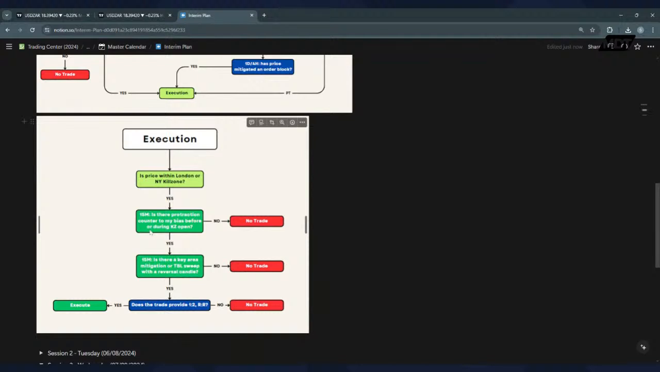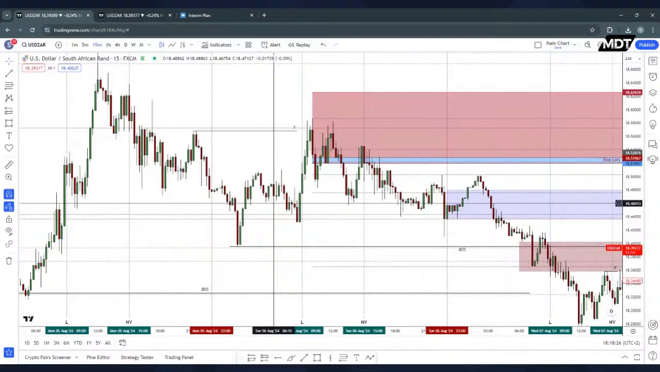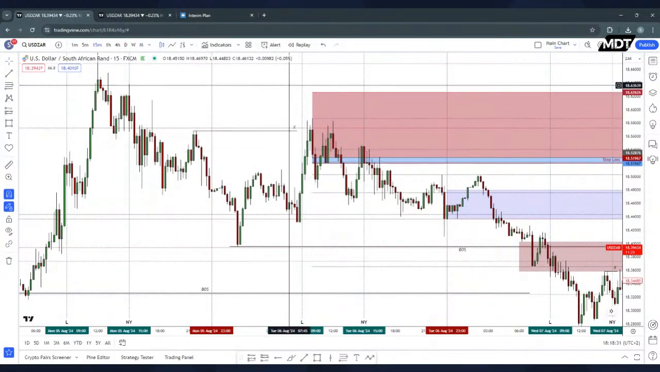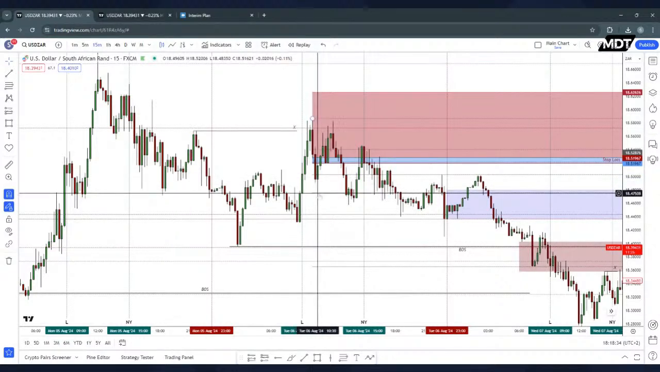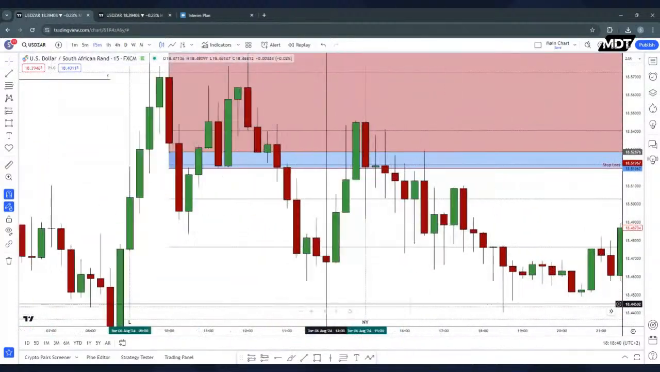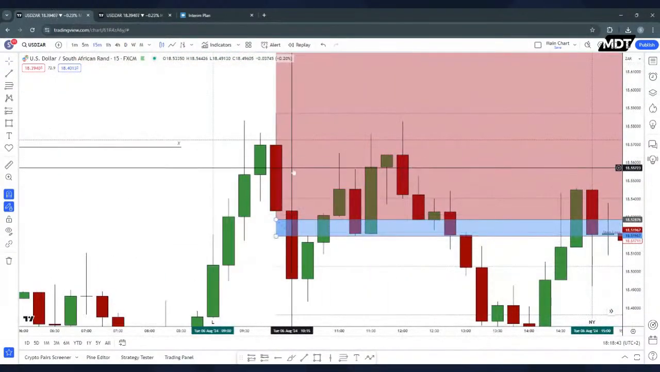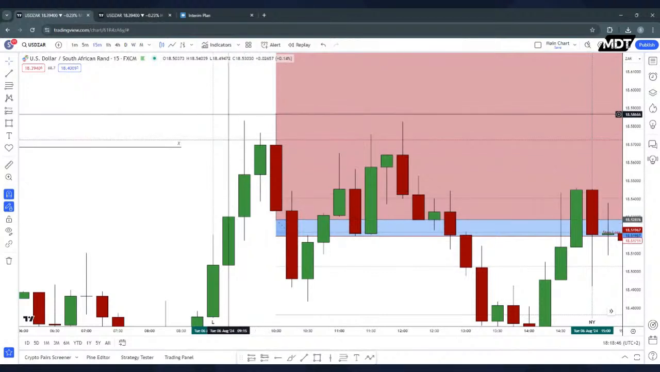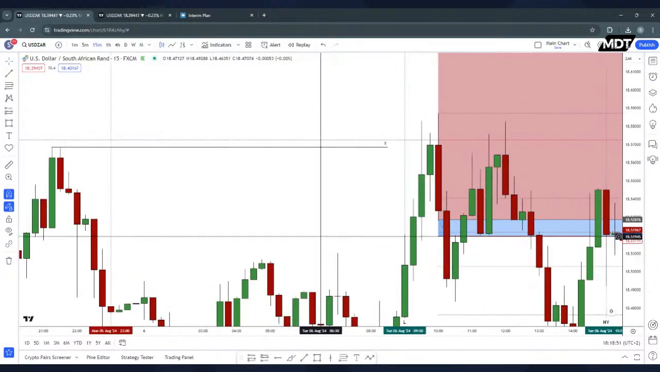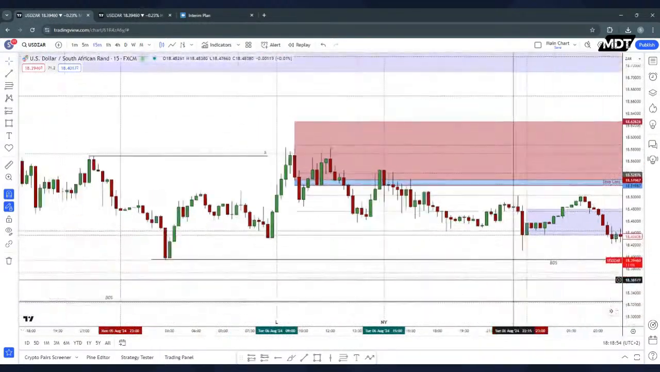Is there protraction? It was, counter to my bias before or during the kill zone open. And then is there a key area mitigation or time-based liquidity sweep with a reversal candle? Let's check it out. Protraction, time-based liquidity sweep, and then reversal candle. What I like about this candle in particular is that the entire candle engulfed the previous candle, wick and everything. You see that's the height of the wick, the low of the wick. We engulfed this entire candle, so a very strong reversal sign.